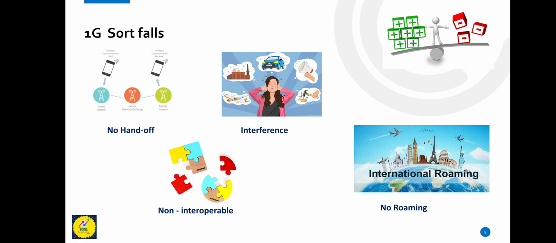However, the initial first generation mobile communication had certain limitations or drawbacks. The first is that there is no facility of handoff. By handoff, we mean that as the subscriber moves from one area to the other, there should not be interruption of the call during the change of BTS.